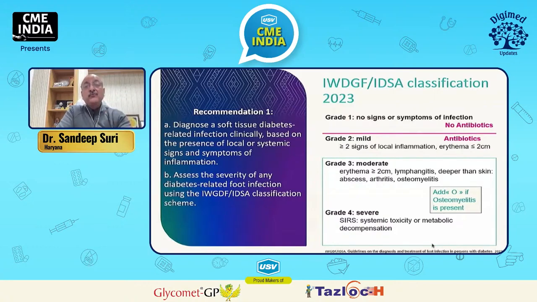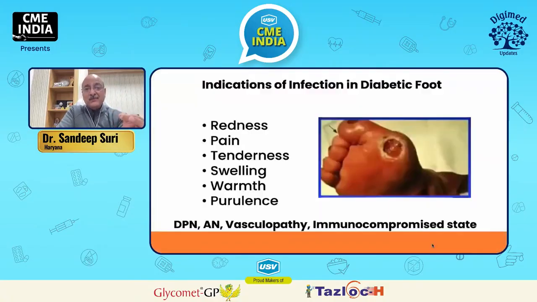You have to go to higher or broader spectrum antibiotics. And if it is severe, the patient has systemic inflammatory response syndrome or systemic toxicity or metabolic decompensation, you are not going to waste even a single second. You have to be on broad spectrum antibiotics covering gram positive, gram negative, and anaerobes from day 1, from the first second. So that is very, very important.